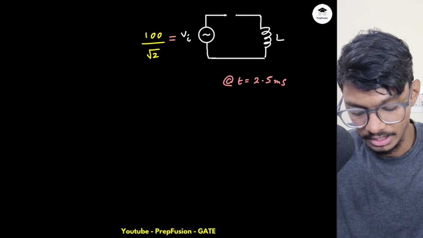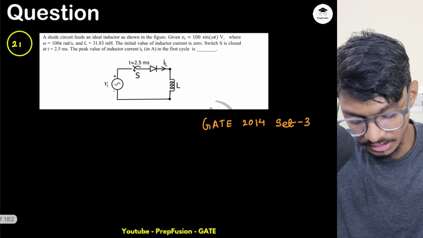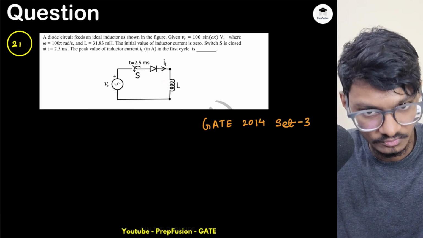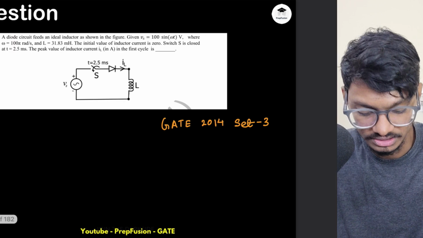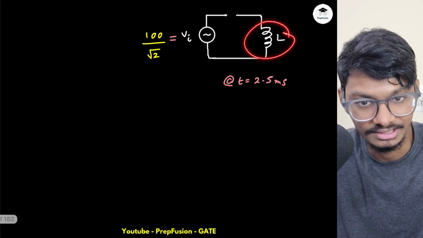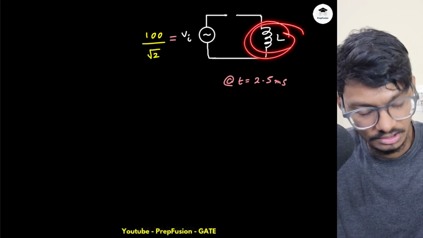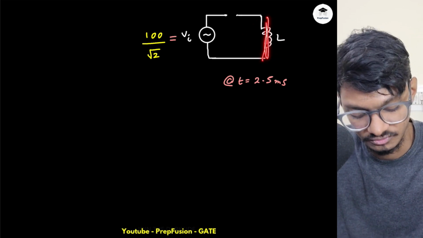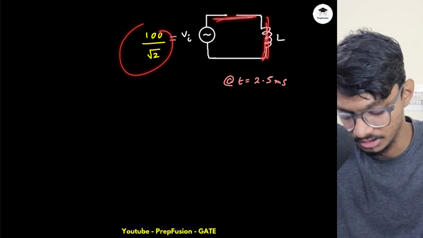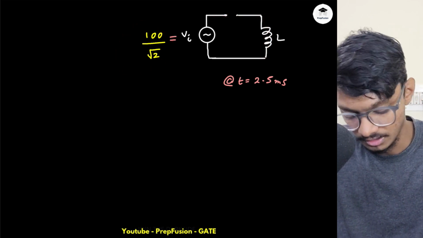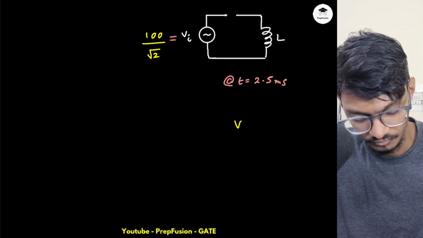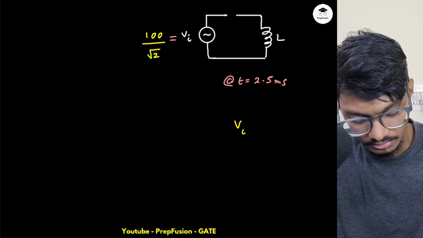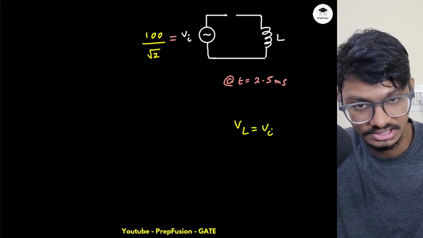Voltage here is 100 by root 2. Previously the inductor current was 0 as the switch was open. If inductor current is 0, there is no change in the inductor current, so the inductor voltage will also be 0, because change in inductor current is 0. Hence this is 0 and this is 100 by root 2. So obviously this diode will turn on. If the diode turns on, then my V L will be equal to Vi, and the initial current will be 0.